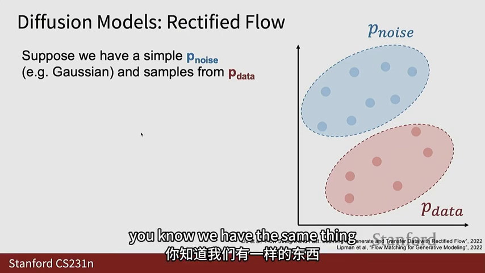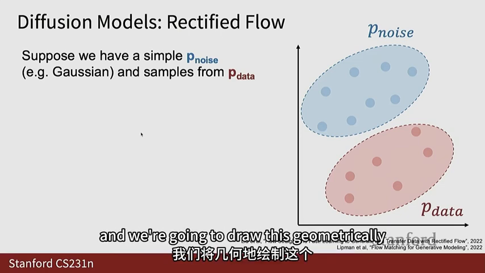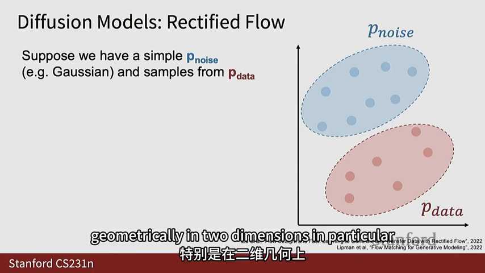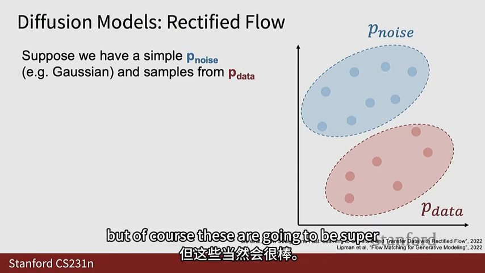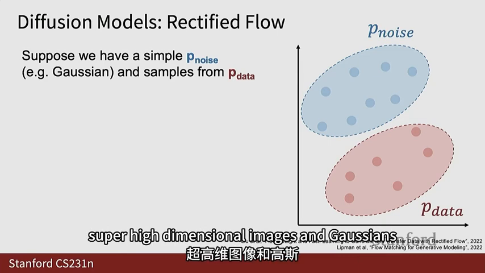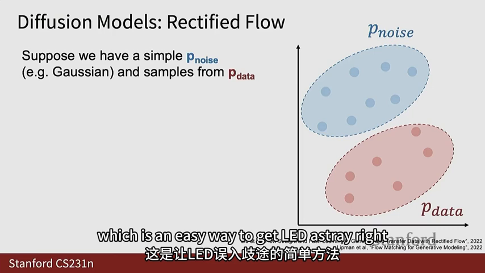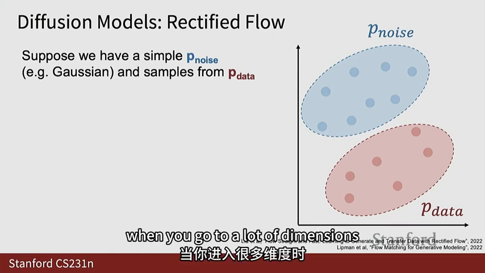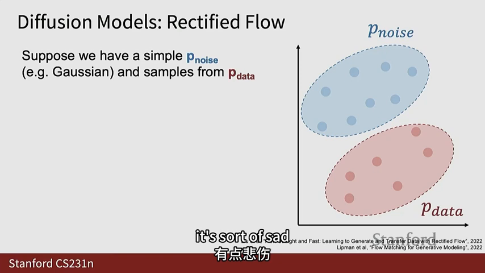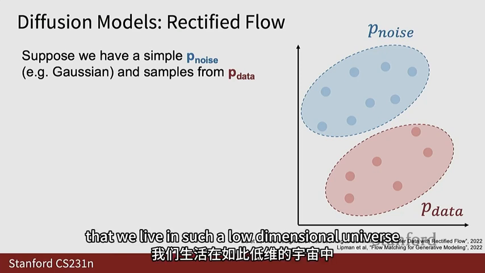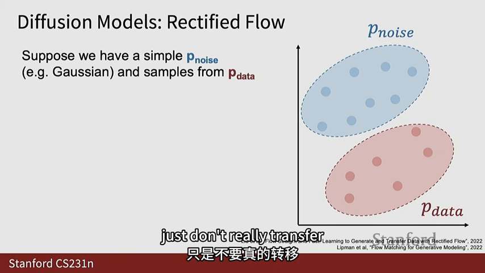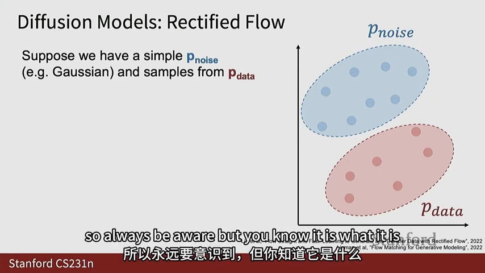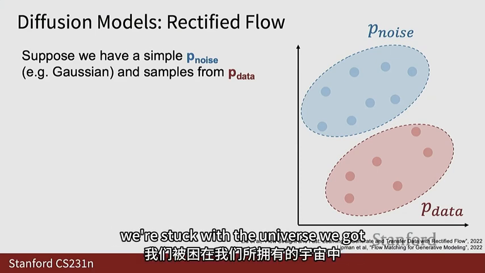So with rectified flow, the intuition is basically this. We have this same thing. We have our P noise, we have our P data. And we're going to draw this geometrically because I think that's a nice way to gain intuition. Geometrically in 2 dimensions in particular because that's all that fits on the slide. But of course, these are going to be super, super high dimensional images, and Gaussians. Which is an easy way to get led astray, right? Because the intuitions that hold in 2 and 3 dimensions go totally out the window when you go to a lot of dimensions. It's sort of sad that we live in such a low dimensional universe because the intuitions that we build in this universe just don't really transfer to 100 dimensional spaces, 1,000 dimensional spaces. So always be aware, but it is what it is. We're stuck with the universe we got.